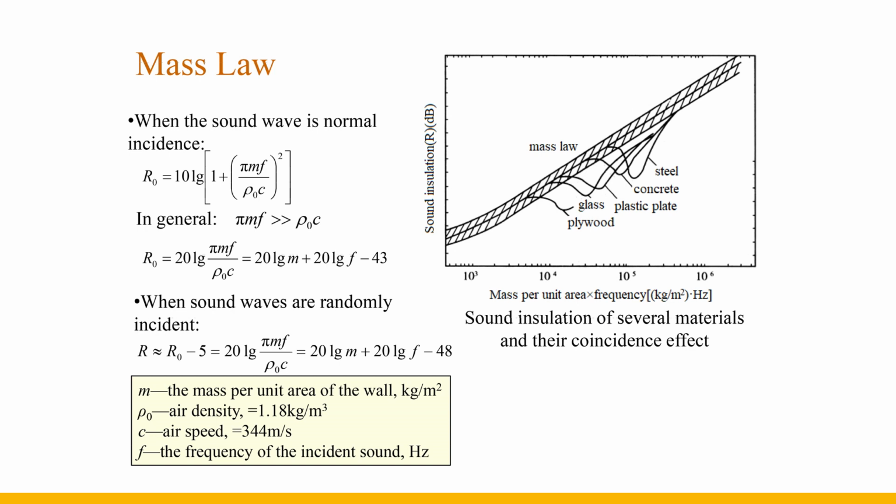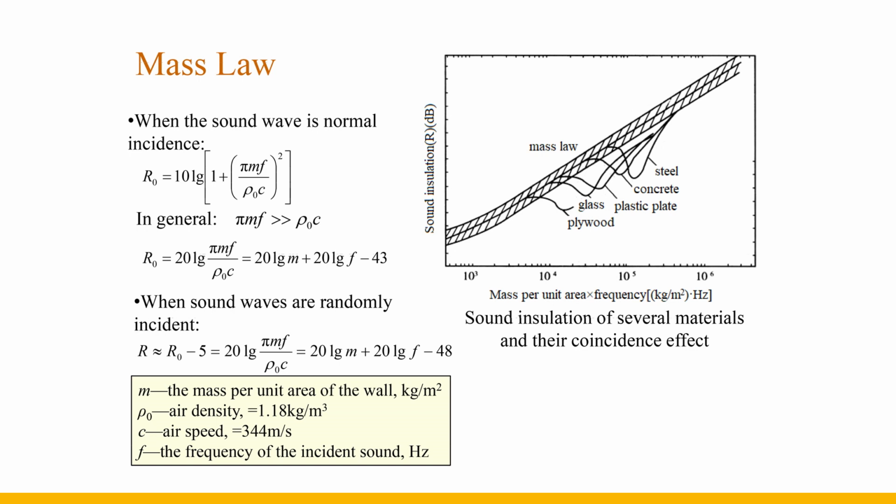In general, the product of pi, the mass per unit area of the wall, and the frequency of the incident sound is much larger than the characteristic impedance of air, so the formula for sound insulation can be simplified. When the sound waves are randomly incident, the sound insulation of the wall is about 5 dB lower than that of the normal incidence.